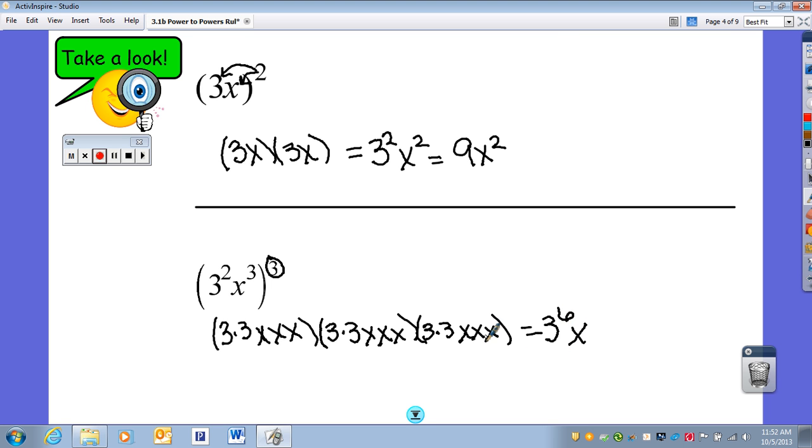And then I have my base of x, and there are 9 x's, so that will be x to the ninth power. So notice I would be multiplying 2 times 3, power to a power, to get my power of 6 for my 3, and 3 times 3 to get my exponent for my base of x. That's to the 9th power.